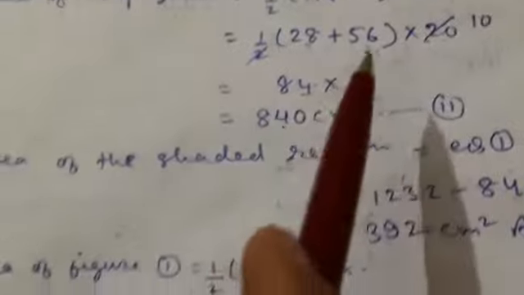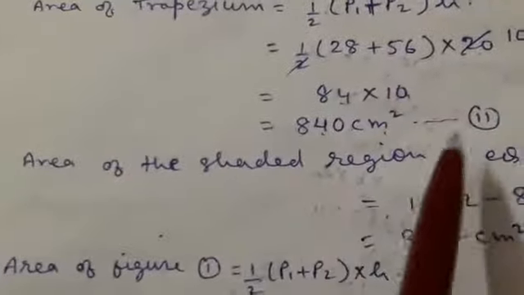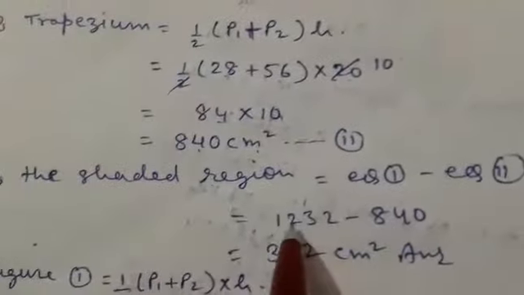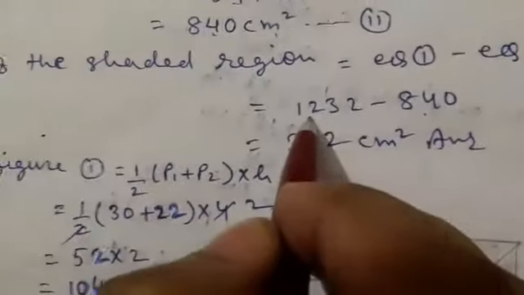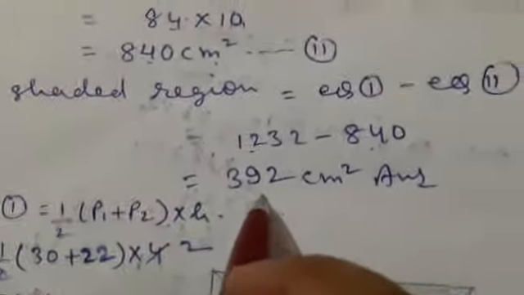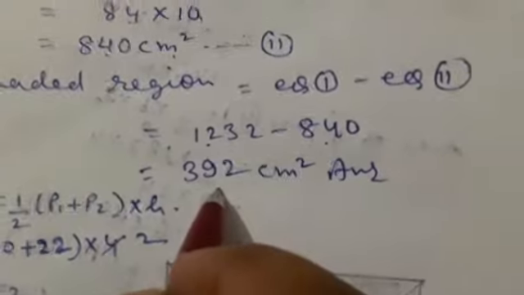Now to find out the area of the shaded region, we have to subtract equation 2 from equation 1. It means we have to subtract 840 from 1232. Therefore the answer will be 392 centimeter square. This will be our answer.